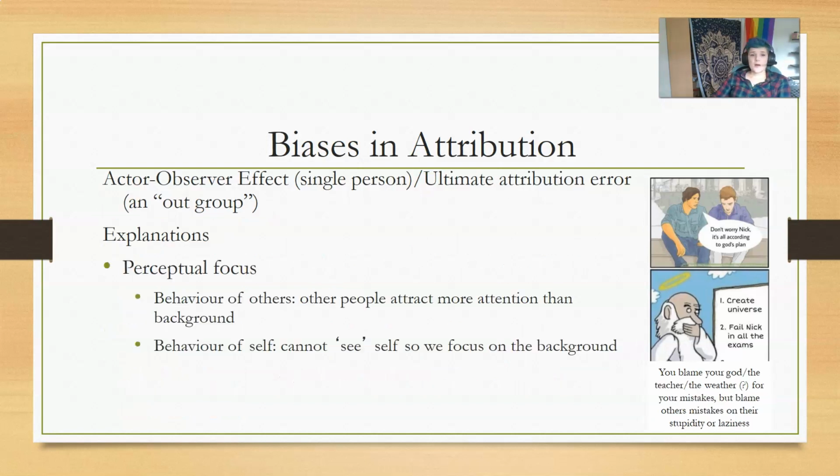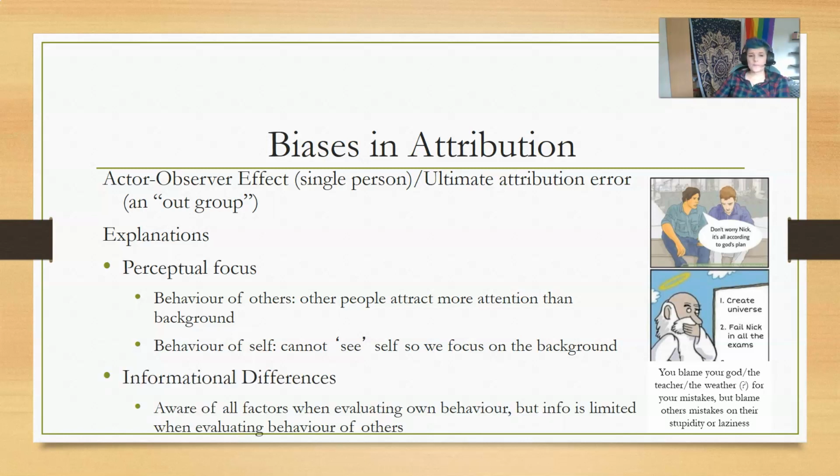Explanations for this are perceptual focus. So again, the behaviour of others, people attract more attention than the background, the same as the previous bias. And the behaviour of yourself, you cannot see yourself, and so we focus on the background. So again, we understand that our behaviour is influenced by situational factors because we don't tend to focus on ourselves all the time, but the situation around us.